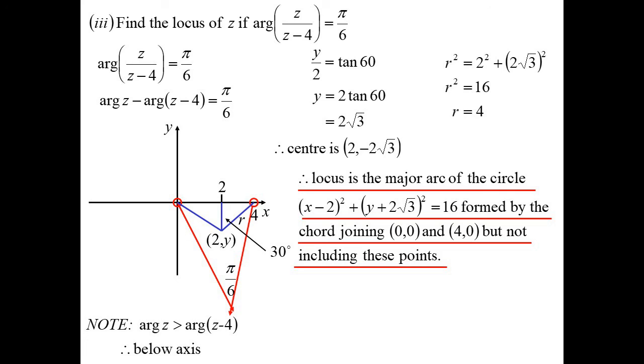Not including? Well, if I was to sub 0, 0 in, then I'd get the argument of 0, because it'd be 0 on the top. Well, 0 does not have an argument, so that doesn't work. If I substitute in 4, 0, then the bottom of the fraction becomes 0, and I can't have that either. So both of these points are excluded in this case.